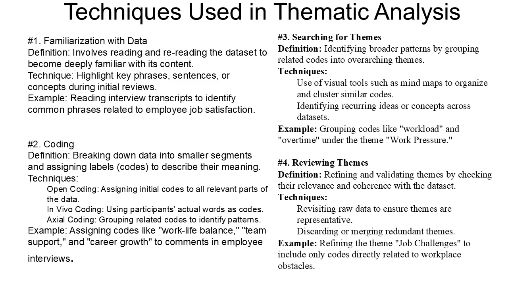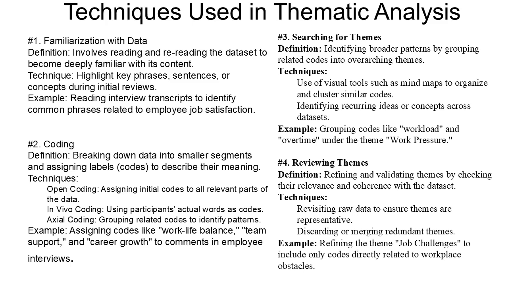Number 2. Coding. Definition: breaking down data into smaller segments and assigning labels, codes, to describe their meaning. Techniques: open coding, assigning initial codes to all relevant parts of the data. In vivo coding, using participants' actual words as codes. Axial coding, grouping related codes to identify patterns. Example: assigning codes like work-life balance, team support, and career growth to comments in employee interviews.